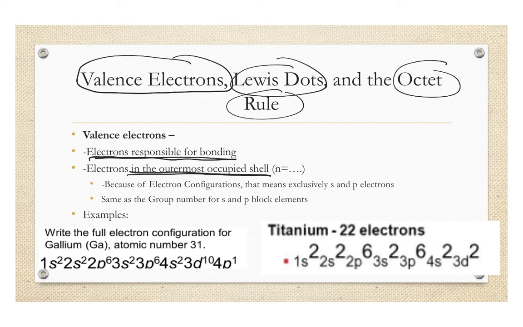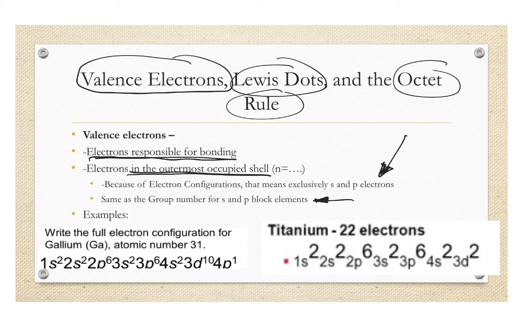Because of the way electron configurations work, this means exclusively the s and the p electrons in that outermost energy level. The number of valence electrons also happens to be the same as the group number for s and p block elements. Doesn't work for d block elements or f block elements. But let's go ahead and take a look.